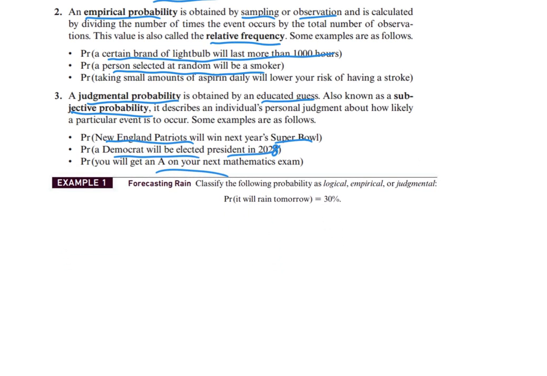Classify the following probability as logical, empirical, or judgmental. The probability it will rain tomorrow. This is empirical. We can take the calculation in general, what is going on, what has happened today, in the forecast, and determine that probability.